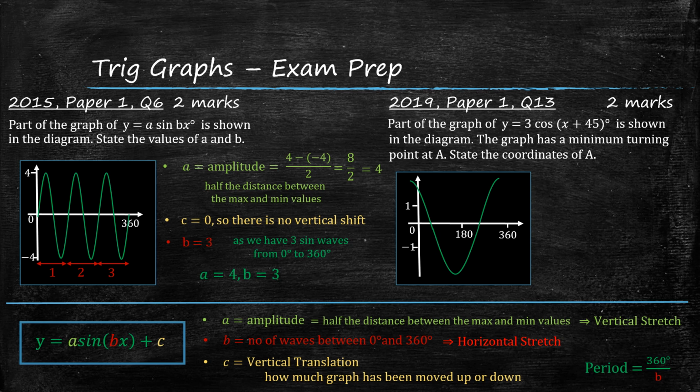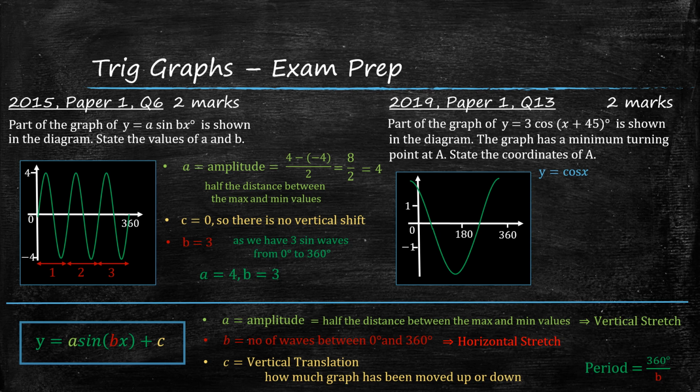Okay, the next question, 2019 paper 1 question 13, again for 2 marks. Part of the graph of y equals 3 cos (x plus 45) degrees is shown in the diagram. The graph has a minimum turning point at A. State the coordinates of A.